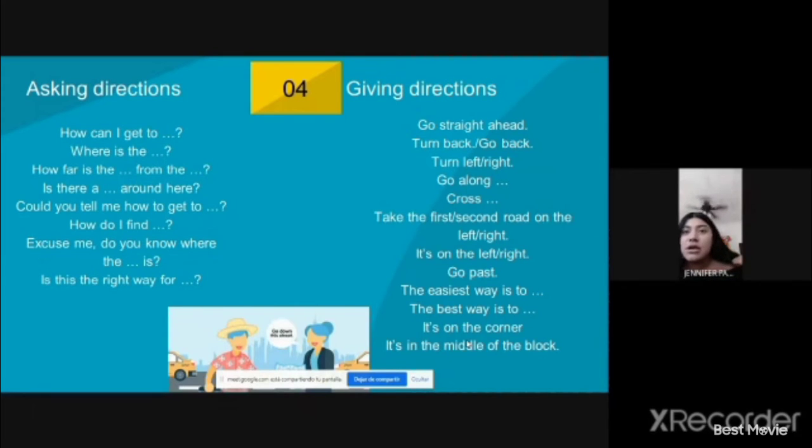All right, in this next slide, we have phrases we can use to give directions and ask for directions. So on the side of the phrases for asking directions, we have how can I get to the store? Where is the pharmacy? How far is the school from the restaurant? And these other phrases, that's is there a blank around here?